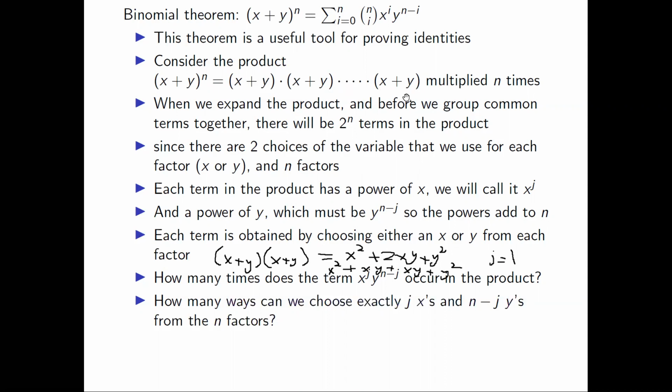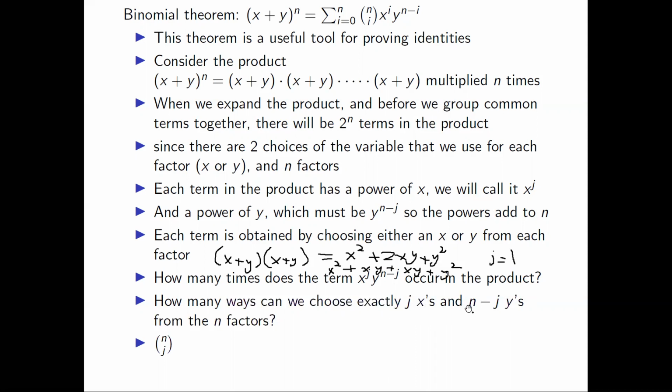And since we have n factors and we can choose an x from any of these factors for the j x's that we're choosing, any of the n factors can be used for the j factors that we're choosing. So we can make a total of n choose j choices. So we're choosing just j x's from these n factors. So that's a total of n choose j choices for our x's.